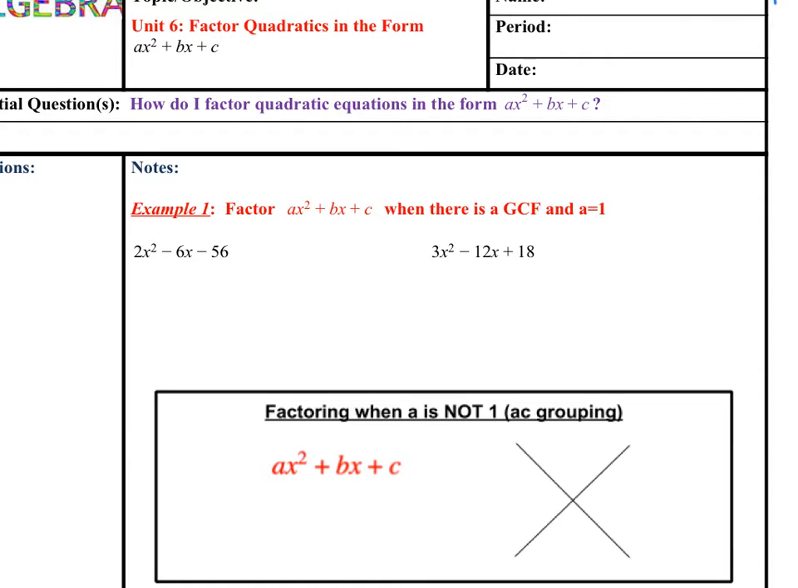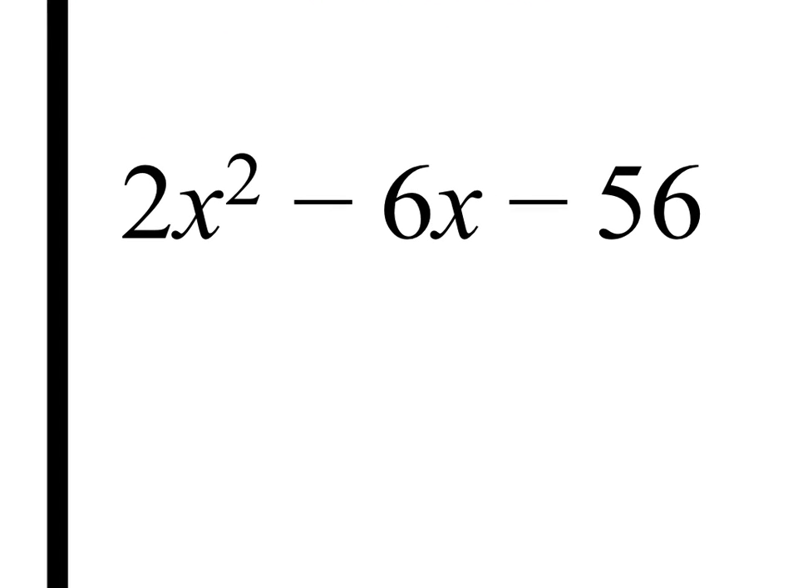We're going to use GCF to help us. Okay, look at 2x squared minus 6x minus 56. You can take out a GCF. If you can take out a GCF, then you always want to do that because it's going to make the number smaller and it's going to make it easier.